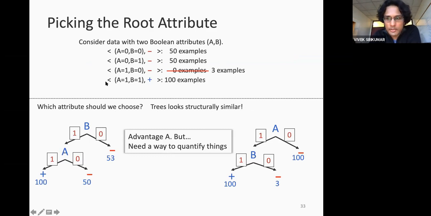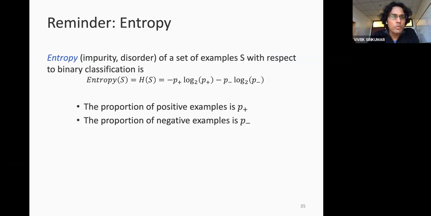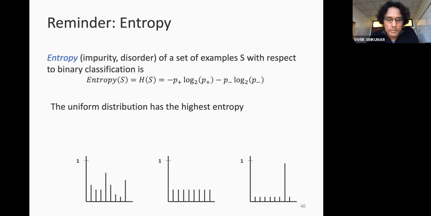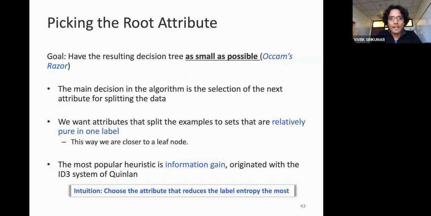Imagine there are more features. And if we have more features here, the goal is to decide which feature we split on. And if we pick a certain feature to split on, we can move along and keep recursing down. So the question is, how do we pick a root attribute?